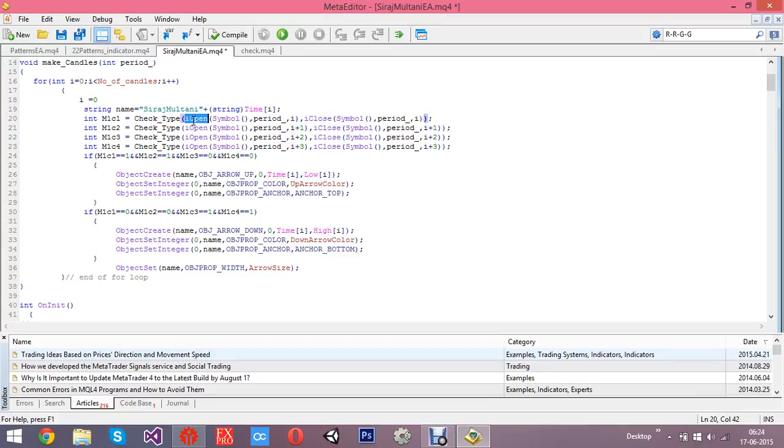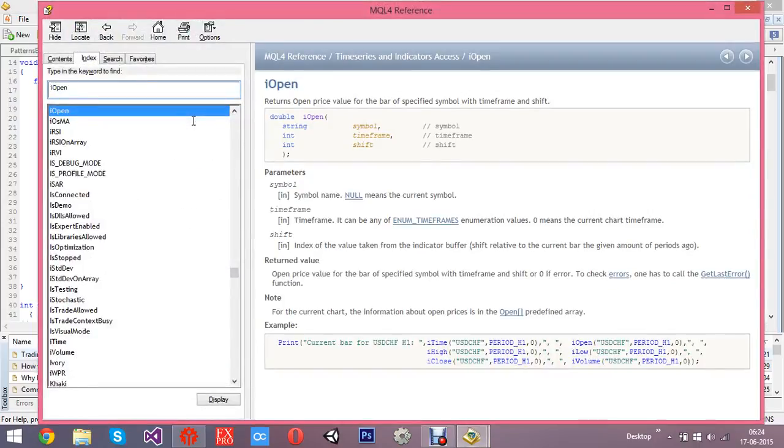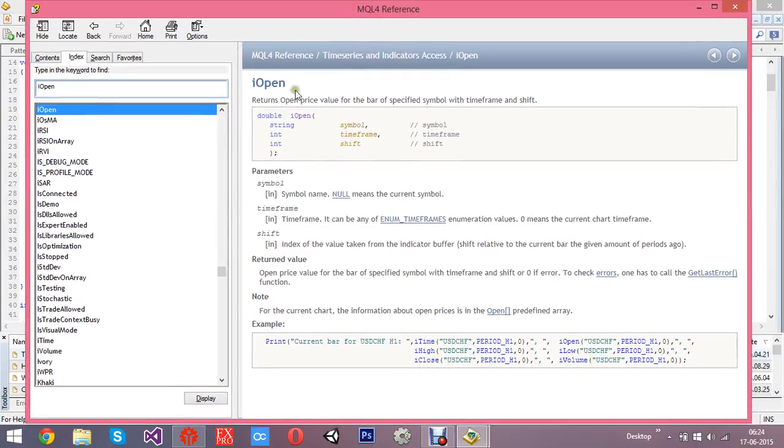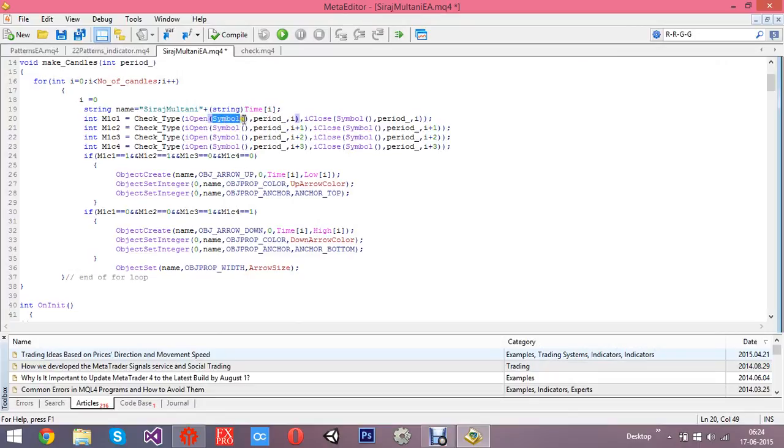You can see its details by pressing F1. I pressed F1 to find the help from the MQL4 reference. So iOpen returns the open price value for the bar of the specified symbol with the time frame and shift. What I have over here is I send the symbol. You can also set it to null or a symbol. This function tells what the symbol of the chart is, if it is EURUSD or another symbol, and this is the period for the chart to check the open price, and this is the shift.